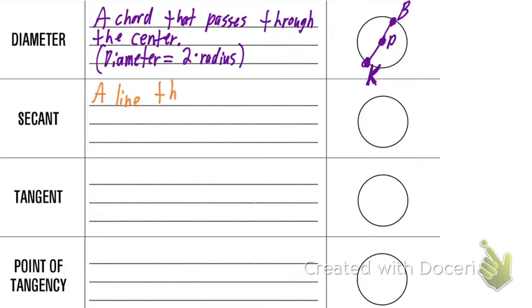A secant is a line that intersects the circle in two places.